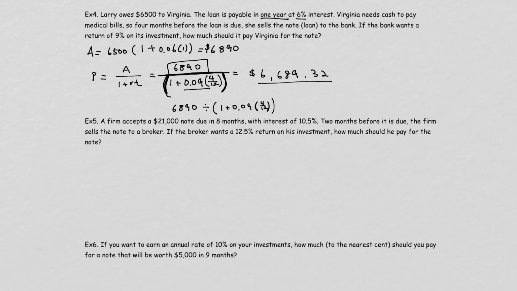Example 5 is the same type of problem. The loan starts with a principal of $21,000, due in 8 months with an interest rate of 10.5%. Two months before the due date, they want to sell this loan, and the broker wants a 12.5% return. In order to get that, how much should he pay for the loan?